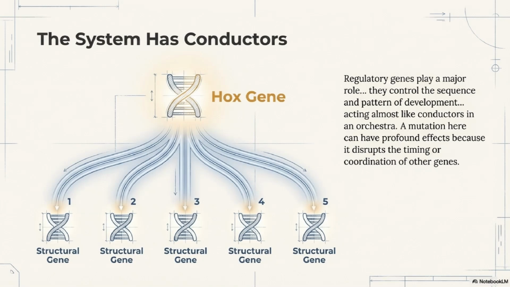Now, this part is important. Structural genes, which code for proteins, are only part of the picture. Regulatory genes play a major role in determining when, where, and how strongly other genes are expressed. One powerful illustration of this is the Hox gene family. These regulatory genes don't build tissues directly. Instead, they control the sequence and pattern of development along the body's axis.